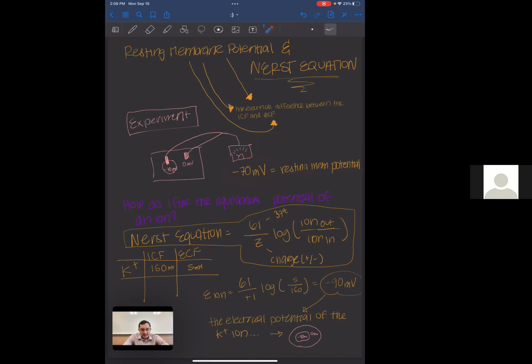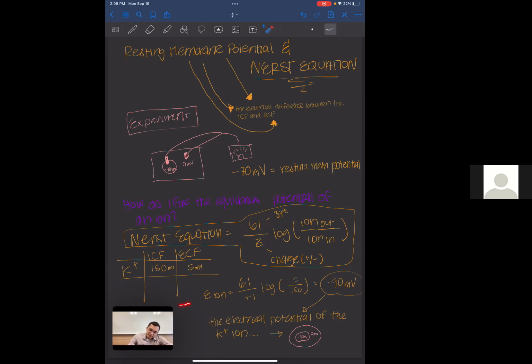Then, understanding this, we can apply it to this question. The question is, how do I find the equilibrium potential of an ion? The equation that we use to find the equilibrium potential of a specific ion, because in the experiment it was for all the ions inside and outside of a cell, is the Nernst equation. The Nernst equation is specifically 61, which refers to 37 degrees Celsius, using a bunch of constant factors. We're able to figure out that it is 61 over Z, which is the charge of the ion, positive or negative, times log of the ions out of the cell over into the cell.